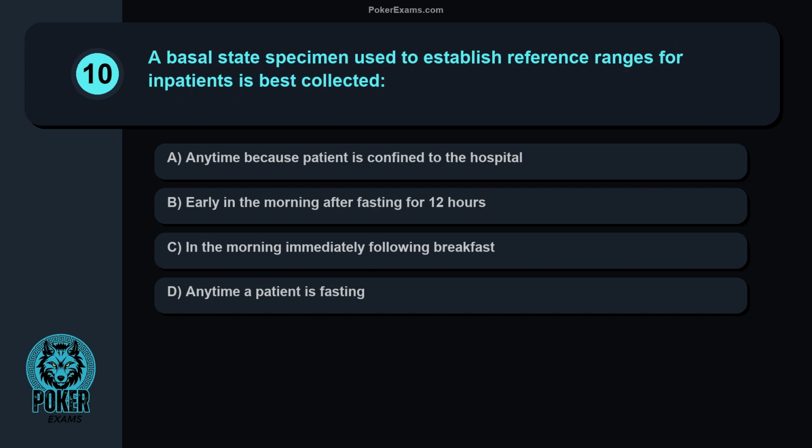Question 10. A basal state specimen used to establish reference ranges for inpatients is best collected anytime because the patient is confined to the hospital, early in the morning after fasting for 12 hours, in the morning immediately following breakfast, or anytime a patient is fasting.